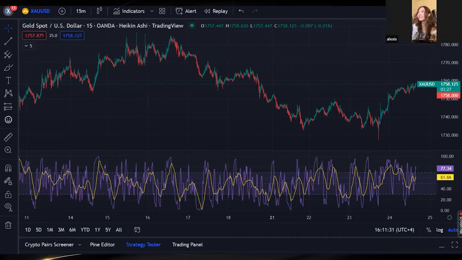Anybody would like to give their hand in identifying a support and resistance line in this 15-minute chart of gold versus the US dollar? Does it matter if it's horizontal or if it's slope?